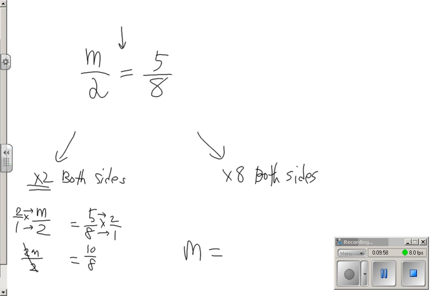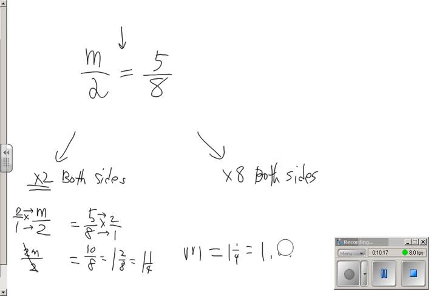10/8, which is really 1, and 2/8, which is really 1 1/4. So m equals 1 1/4, or since you are all brilliant people, you know that's 1.25. Okay, that's solving it by multiplying both sides by 2.